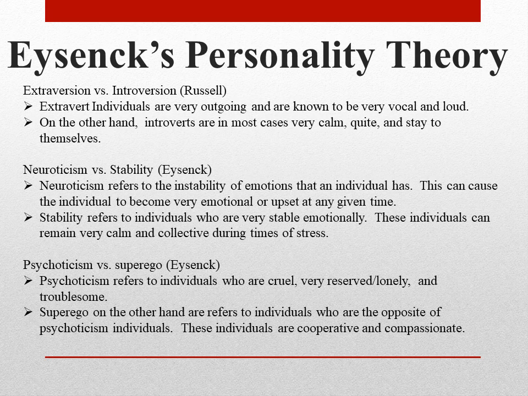On this slide, we will be covering Eysenck's three subcategories of his personality theory. First of them is extroversion versus introversion. Extrovert individuals are very outgoing and are known to be very vocal and loud. On the other hand, introverts are in most cases very calm, quiet, and stay to themselves. Next is neuroticism versus stability.